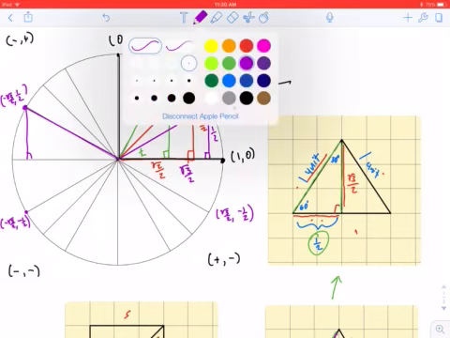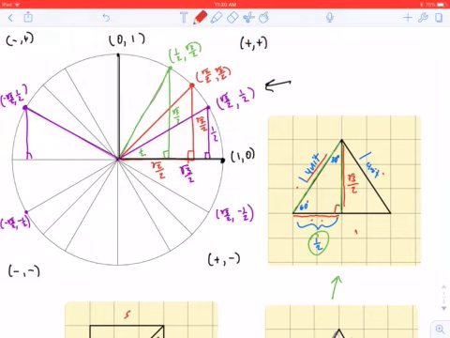And then I'll go ahead and put in my 45-degree angles. So over here, the x value will be negative and the y value positive. In quadrant number 3, they're both negative. And in quadrant number 4, the x is positive and the y is negative.